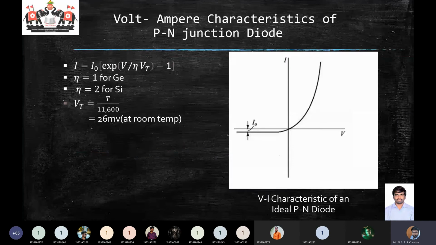So this is the equation we have. I is equal to I naught exponential of V by eta Vt minus 1, and we have already written about Vt and all. So taking this equation into consideration, if we draw a graph with the voltage on the x axis and the current on the y axis, then you'll get a graph in this manner, in which in the first quadrant, that is when the voltage and current are positive, you'll get an exponential curve, and in quadrant 3, that is when both voltage and current are negative, you'll get a very small, near constant current.